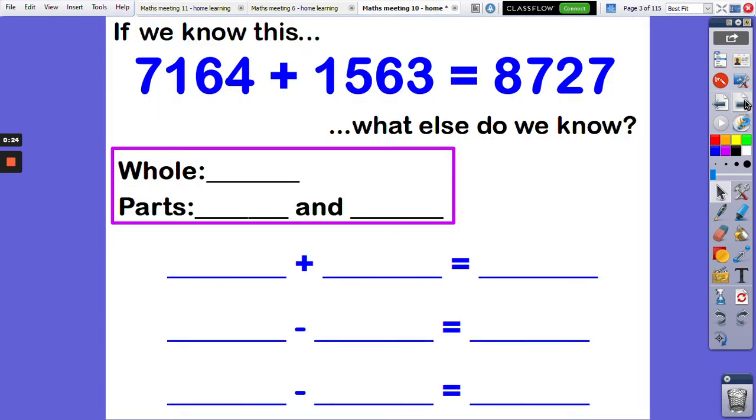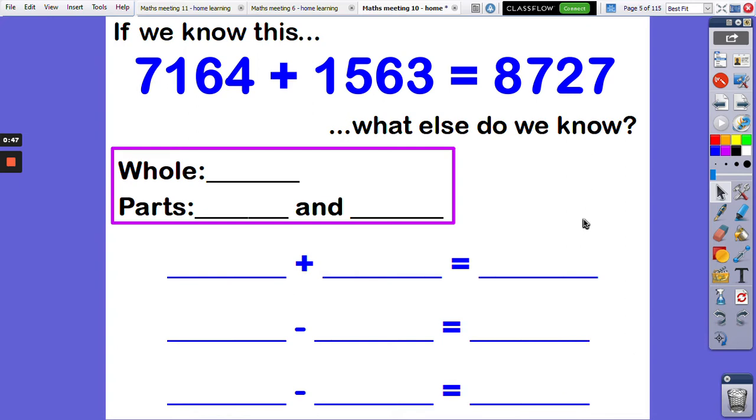We're going to start with fact families. If we know this calculation, what else do we know? The calculation is 7,164 plus 1,563 equals 8,727. Okay, so what three calculations can we get from this? And don't forget, we need the whole and the parts as well. Okay, off we go.